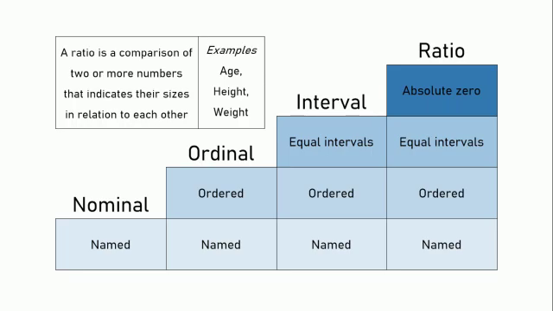We can perform multiplication and division for variables on the ratio scale since it has an absolute zero. We can say that a person with a weight of 80 kgs weighs twice as much as a person with a weight of 40 kg. But in an interval scale, we cannot say that a person with an IQ of 120 is twice as intelligent as a person with an IQ of 60. Because the values of a ratio scale can be compared, this scale is called the ratio scale. The word ratio means comparison of two or more numbers that indicates their sizes in relation to each other.